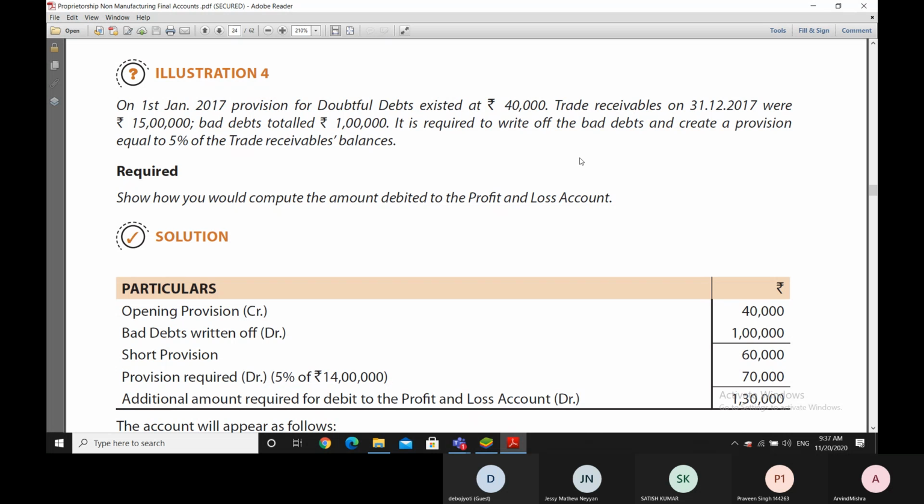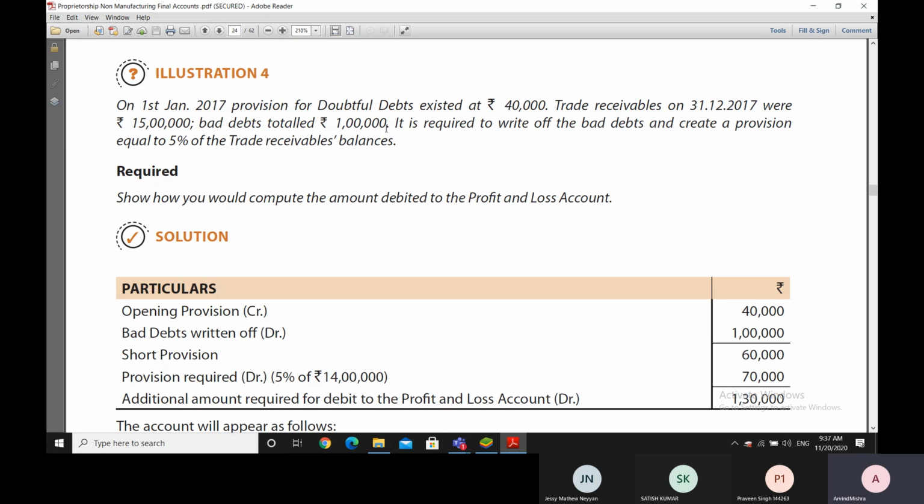So what we do here is that in this case we have a bad debt of 1 lakh rupees. So we have to adjust the bad debts of 1 lakh rupees. Now we know that we have a provision at the beginning of the year. So obviously, some of the bad debts can be adjusted against this provision. But we are also seeing that it is not enough because the provision is only 40,000, whereas bad debts are 1 lakh rupees.